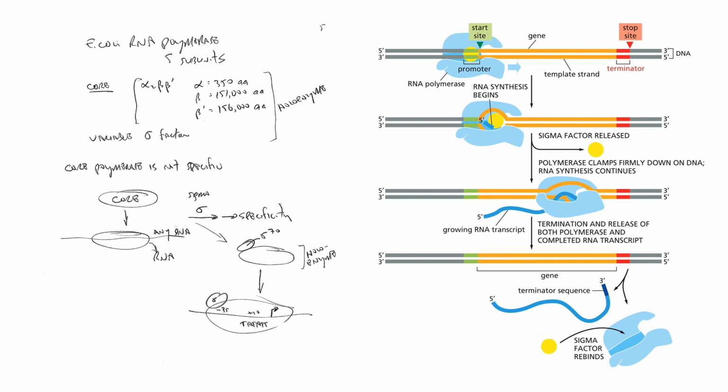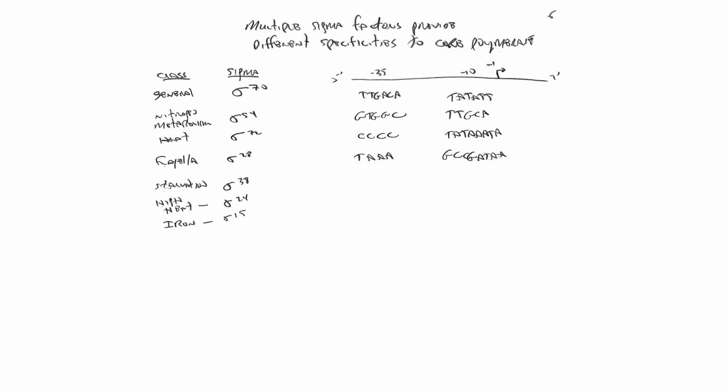Now, it turns out there are around seven different sigma factors. The sigma factor here that we're looking at is called sigma 70, which is the most common one. Most of the genes that are transcribed use this sigma 70. But there are a number of other sigma factors, and that's shown here. So there are multiple sigma factors that have been identified.